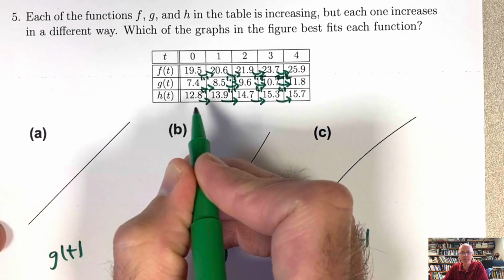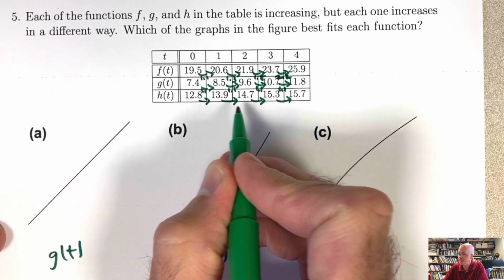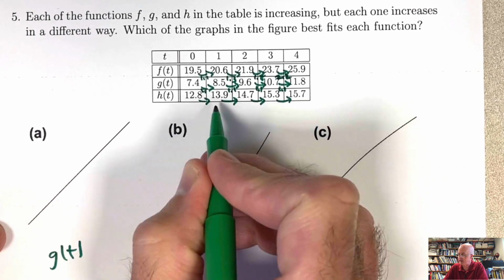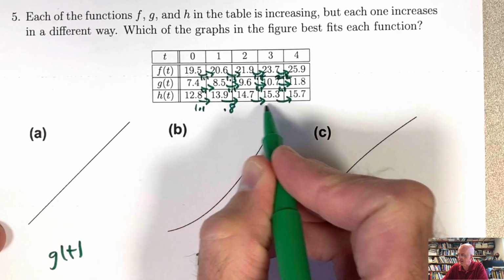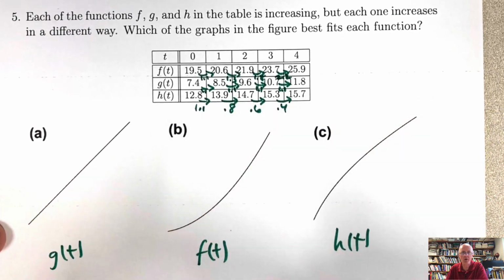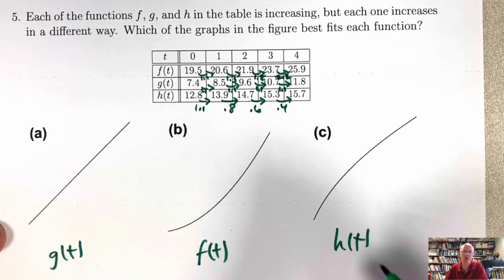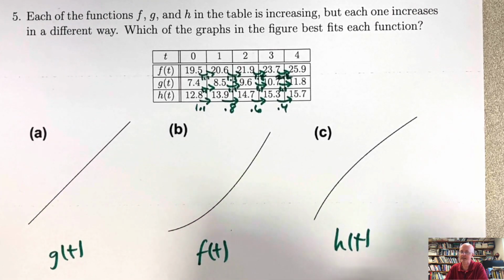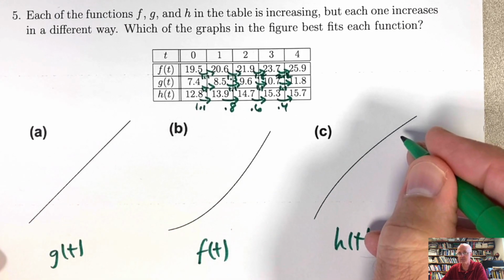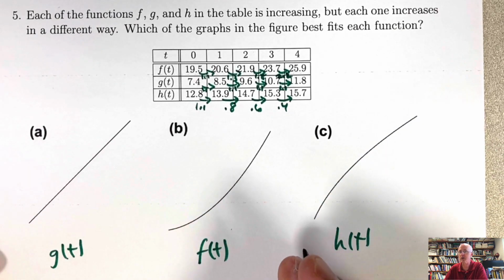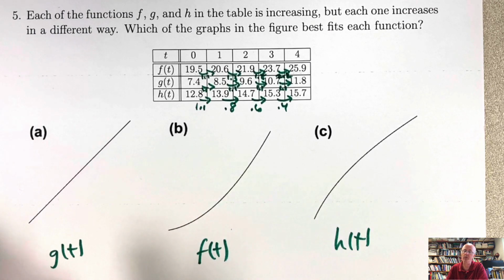Does it fit? h is still growing, but by less and less each time. Here this change is 1.1, this change there is 0.8, then 0.6, then 0.4. The rate at which h is growing keeps decreasing. The slope of this graph keeps getting smaller and smaller. They're all positive slopes, but the way those positive slopes themselves change is different.